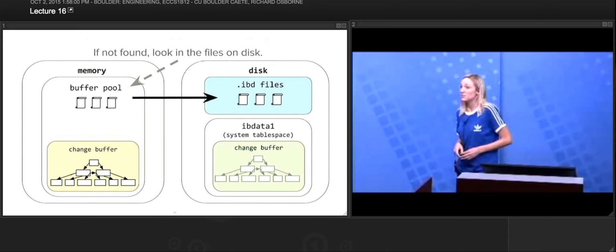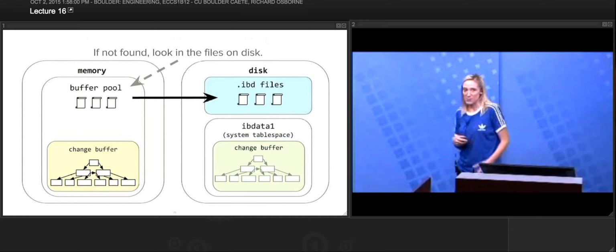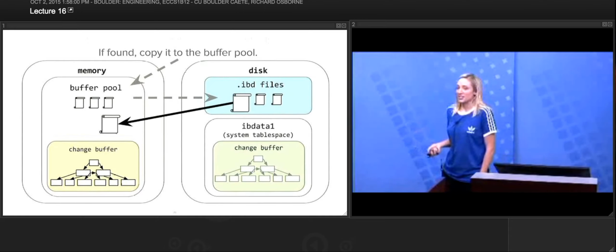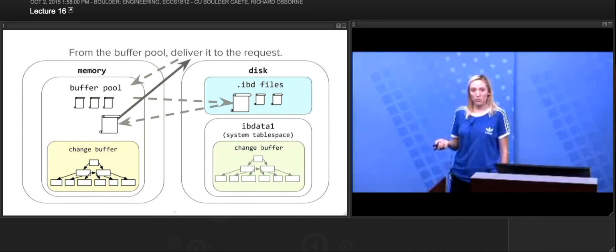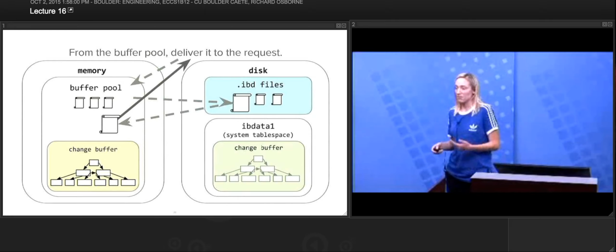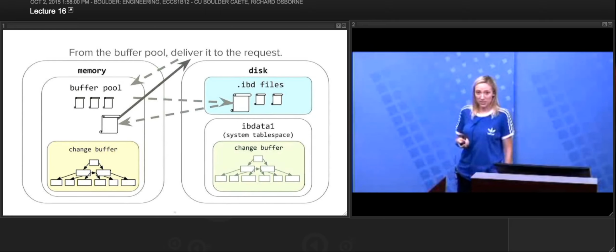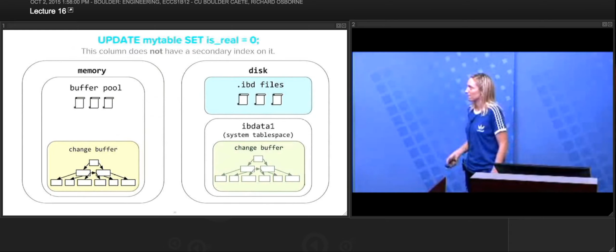If it doesn't find that page in memory, it's going to look for the files on disk. Remember, looking on disk is going to be a little slower. If it finds that page on disk, it's going to copy it into the buffer pool, and then from the buffer pool, deliver it to the request. So something you'll see is that an incoming request always goes to the buffer pool first, checking in memory before it goes to disk.